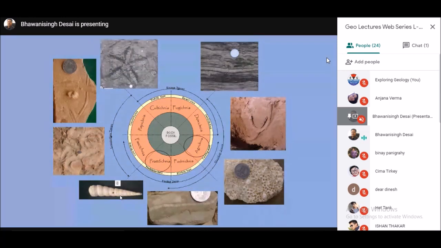So by looking at the trace fossil morphology, we can easily understand what kind of behavioral strategy that particular animal was adopting. For example, if I find a trace fossil of a starfish, it would mean that it was a resting trace. Otherwise, if it were crawling, you could not get this kind of perfect shape. So this kind of behavior we can interpret.